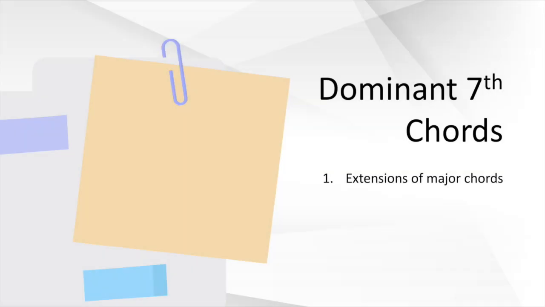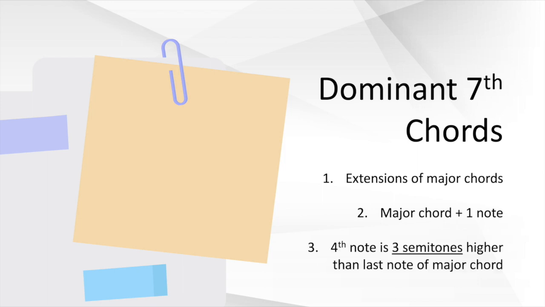The first extended chord we'll be running through today is the dominant 7 chord. Dominant 7 chords are extensions of major chords. In other words, we can get dominant 7 chords from major chords by adding 1 note to the major chord. To find this 4th note, we simply take the last note of the major chord and move up 3 semitones in order to find the 4th note.